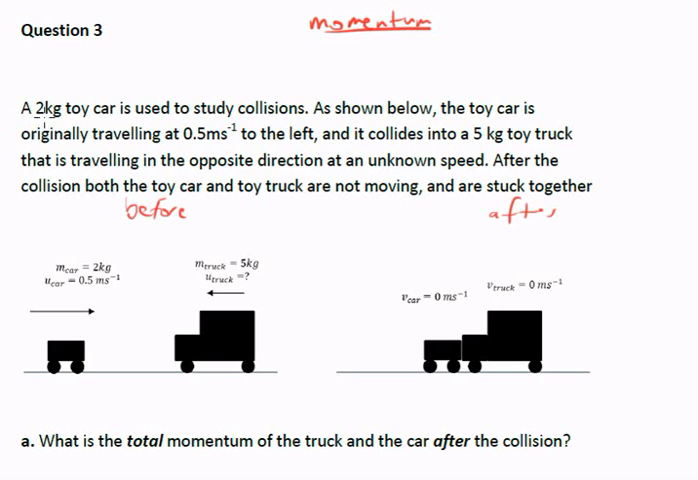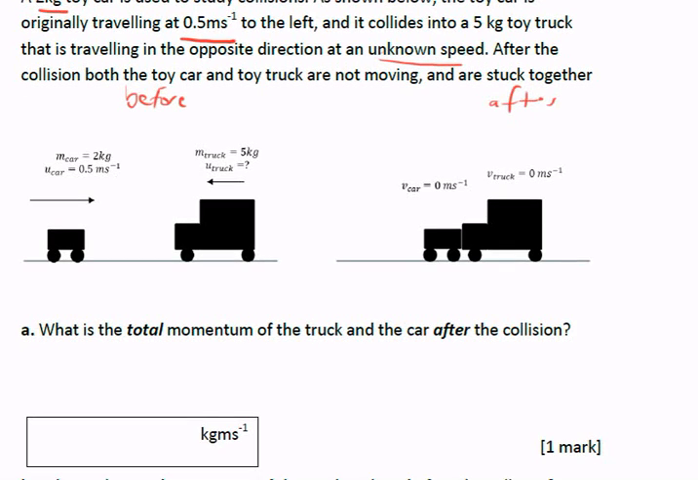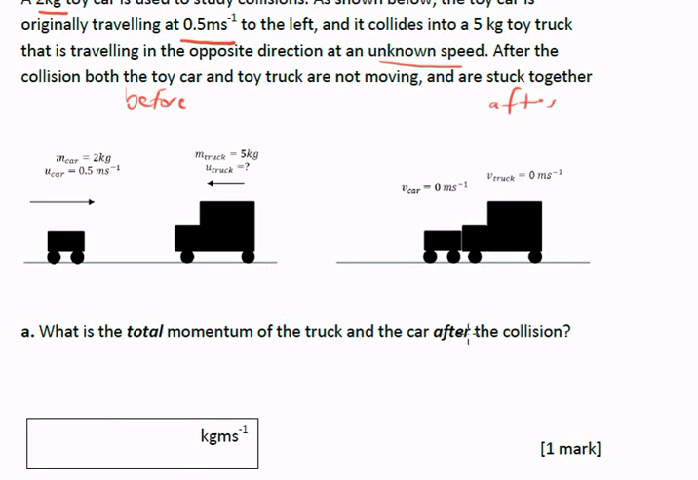So a 2 kg toy car, which we've got written here, is used to study collision. As shown below, the toy car is originally travelling at 0.5 to the left, which is written down there as well, and it collides with a 5 kg truck in the opposite direction. 5 kg, there's the truck going the other way. It's at an unknown speed. There we go, unknown. After the collision, both the toy car and the toy truck are not moving and are stuck together. So what's the total momentum of the truck and the car after the collision?